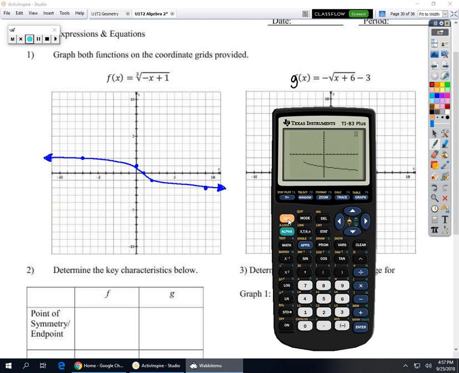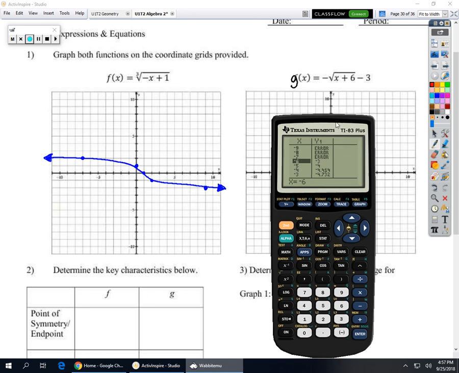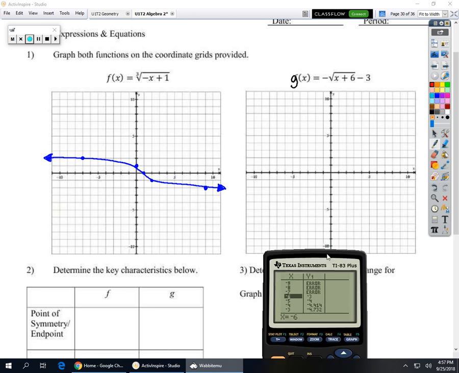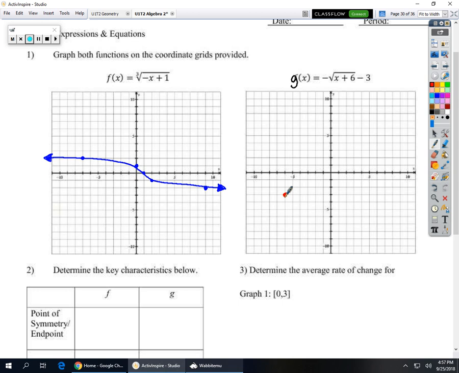So hit second table. That'll help me find my points. So you want to generally start from -10 to +10 because those will usually help you. But as you can see right here, I ran into an error. So that error means the graph no longer exists here. So the graph actually starts at -6, -3. So that will be my first point. -6, -3. So first point is right there.